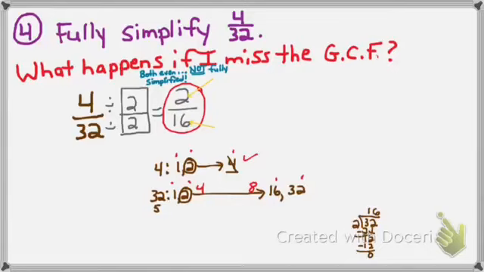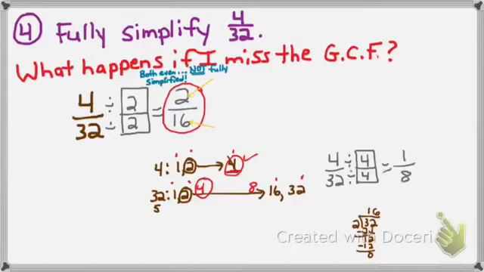Does 5 work? No, it doesn't end in 0 or 5. 6? It's not divisible by both 2 and 3. 7? Nope. 8, and there it is. So I'm done. Now I go back and look and I say, oh, here's where my mistake was. My GCF was not 2, my GCF was 4. So I would simply rewrite my fraction 4/32, put my correct GCF of 4 into my window box, divide, and I would find that I came up with 1/8.